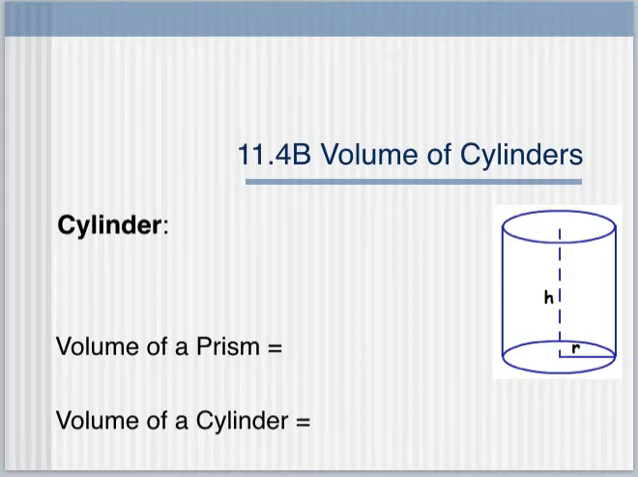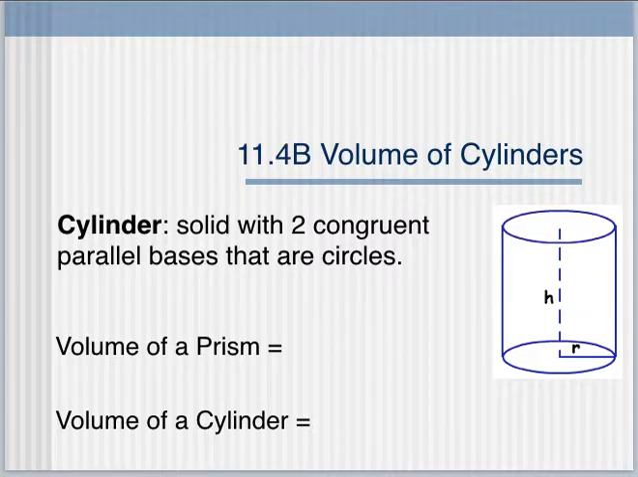Today's lesson is about how to calculate the volume of a cylinder. A cylinder is defined as a solid with two congruent parallel bases that are circles. Notice how similar this is to your definition of a prism from last class. A prism was defined as a solid with two congruent parallel bases that are polygons. So really the only difference in the two definitions is that now for cylinders, their bases are circles instead of polygons.